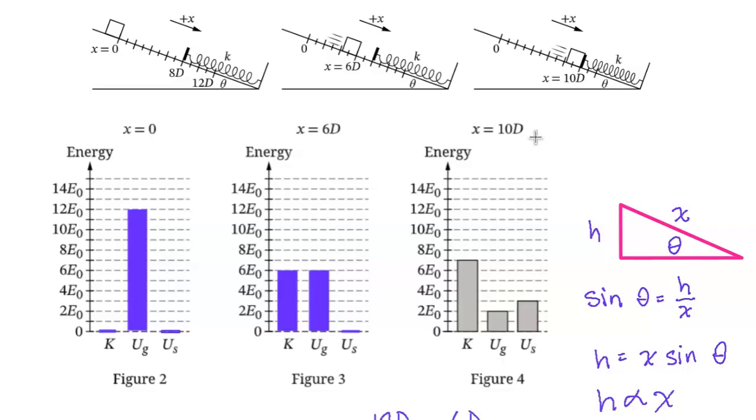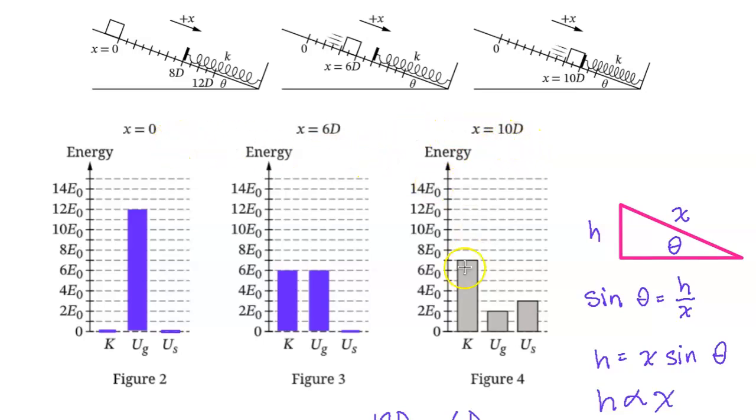And in the problem, we read that there is no friction along this ramp. And so we know that there's no external net force doing work on the system, which means that the mechanical energy is conserved in this problem. So the total amount of mechanical energy at x equals 10d is going to be the same at all the other positions.